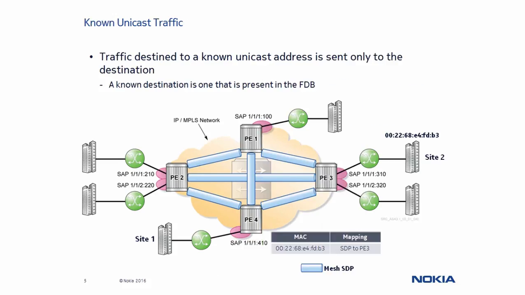First, we will discuss known unicast traffic, which is sent only to the required destination. In the diagram, PE4 contains the highlighted FDB entry, which matches customer site number 2. The figure shows an Ethernet frame arriving at PE4. The FDB on PE4 contains the destination MAC address of the frame and thus only forwards the encapsulated frame along the SDP connected to PE3. So again, because the frame is known unicast traffic, it is only sent to the required destination and not to the other VPLS sites.